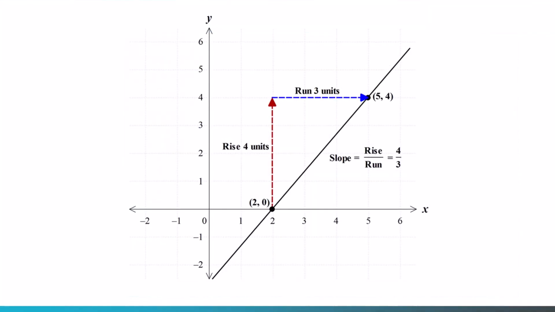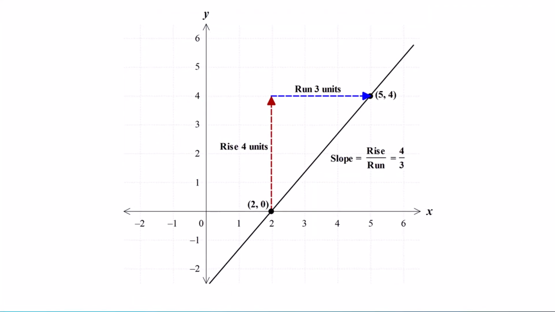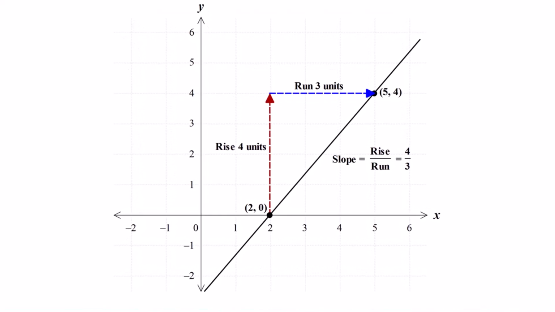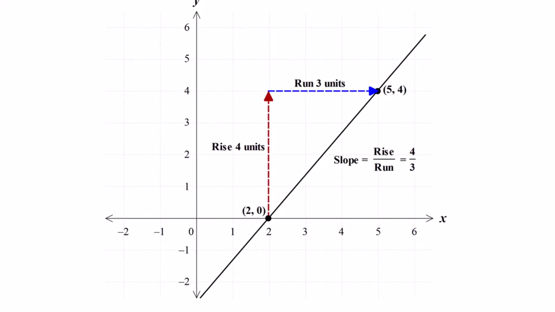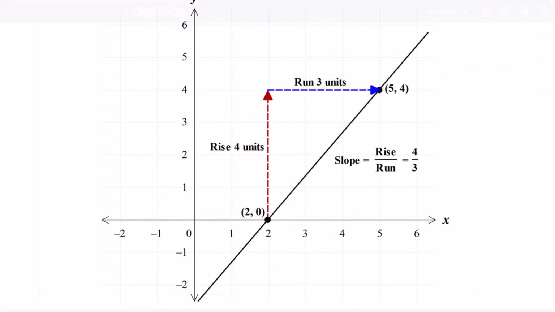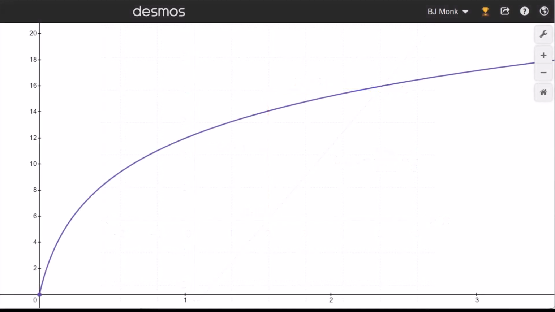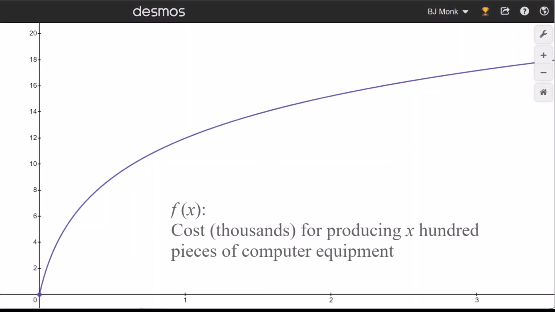We have seen that with linear functions, the rate of change is constant and is represented by the slope of the line. The rate of change for most functions is not constant. Consider a function that represents the cost in thousands of producing x hundred pieces of computer equipment. Because we don't have a constant slope, we approximate by analyzing the slope over a selected interval of x values. For the sake of illustration, consider the interval between x equals 0 and x equals 1.